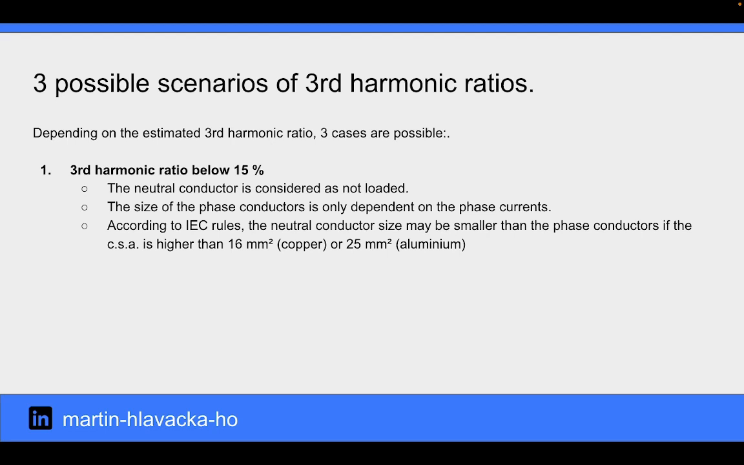According to the IEC standards, the size of the neutral conductor can be smaller than that of the phase conductors if the CSA is greater than 60 mm² for copper conductors or 25 mm² for aluminum conductors.